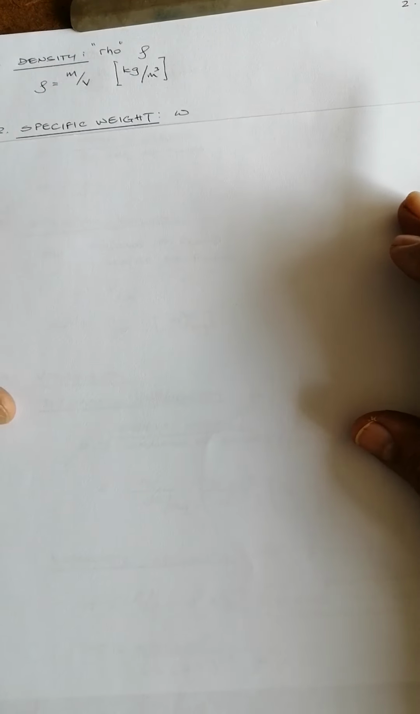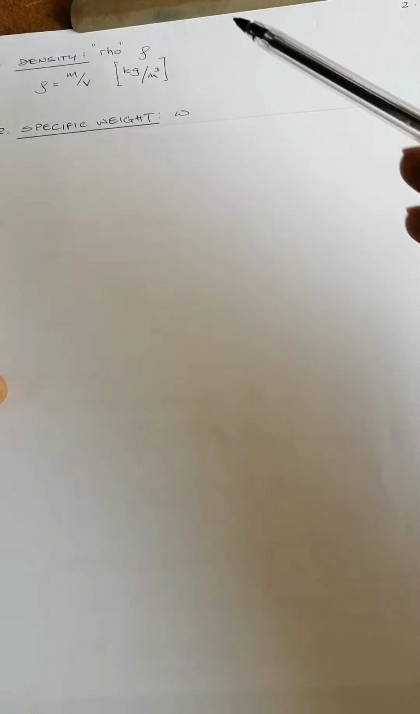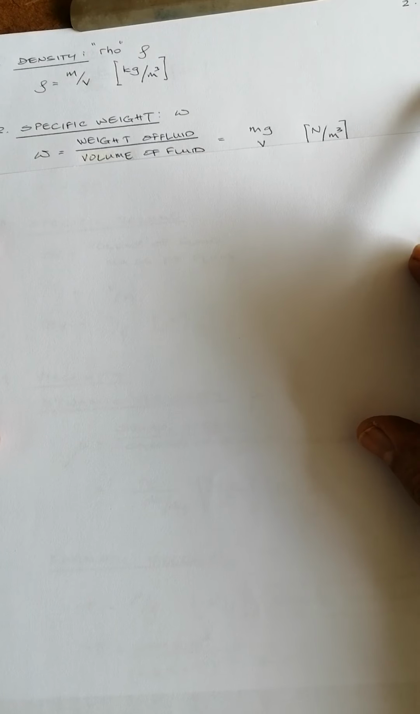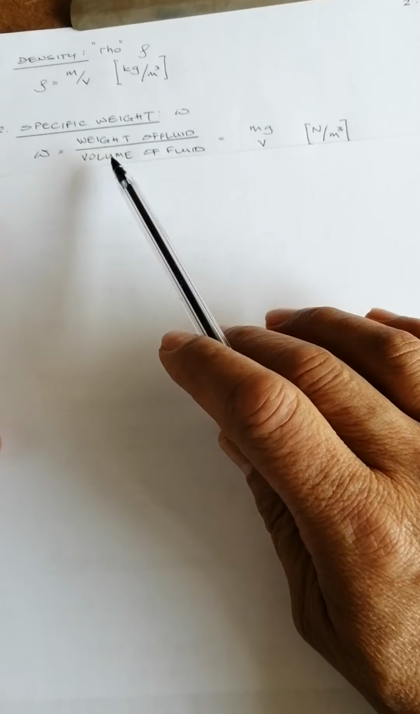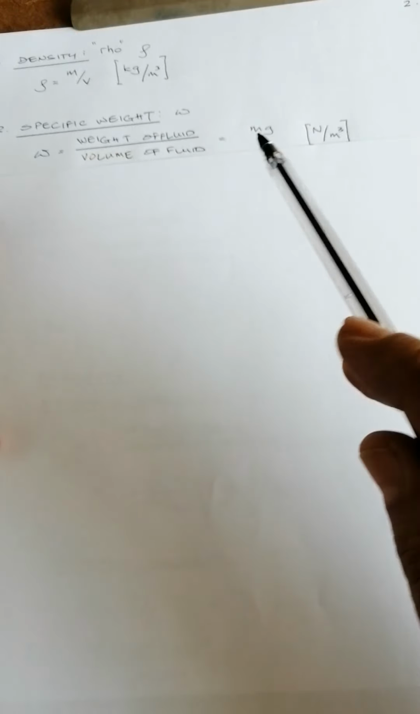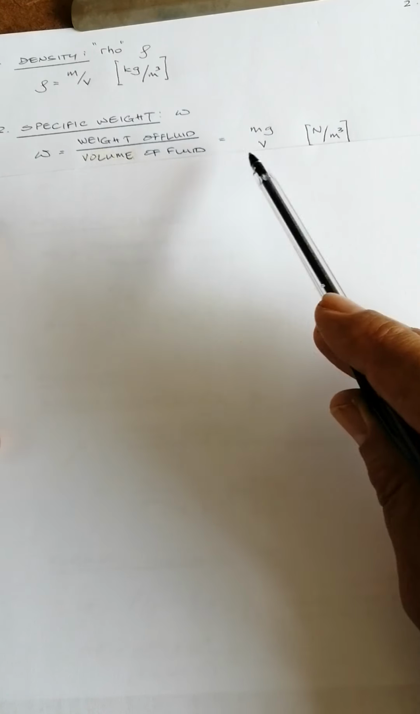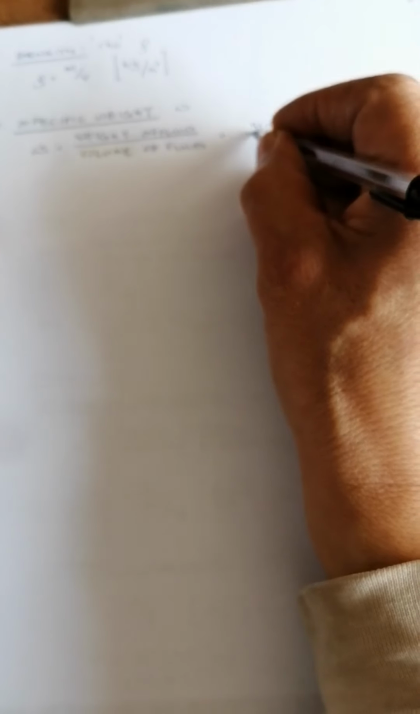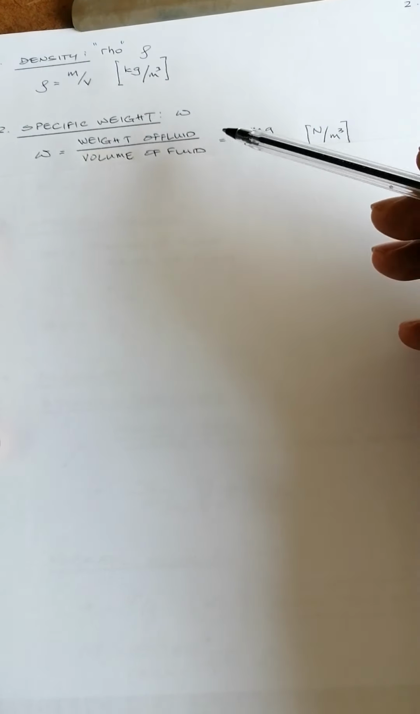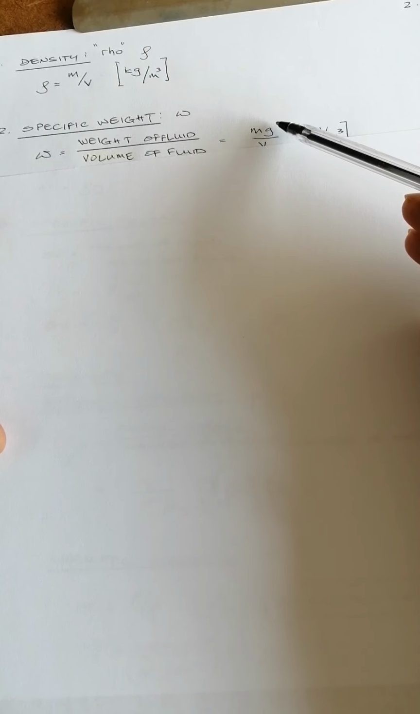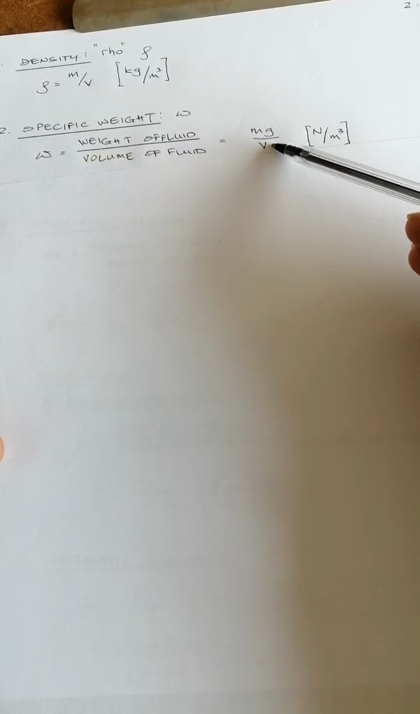The next one would be your specific weight, which is your W. So if we look at the W, your specific weight is equal to the weight of the fluid divided by the volume of the fluid. Now, if we have the weight of the fluid, we know that weight or force is equal to mass times gravity, over V, and we find out that that would be newtons per cubic meter.